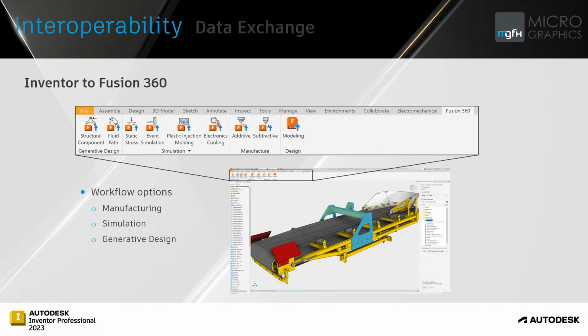Similarly, we now have a panel for Fusion 360, so Inventor to Fusion 360. You could be modeling a very complex design, and you'll find a new tab in Inventor called Fusion 360, and they've separated that tab with different panels, so you can go directly to make the most of the options that are available on Fusion 360, and that is in particular those panels: generative design, simulation, manufacture, and basic modeling or design.